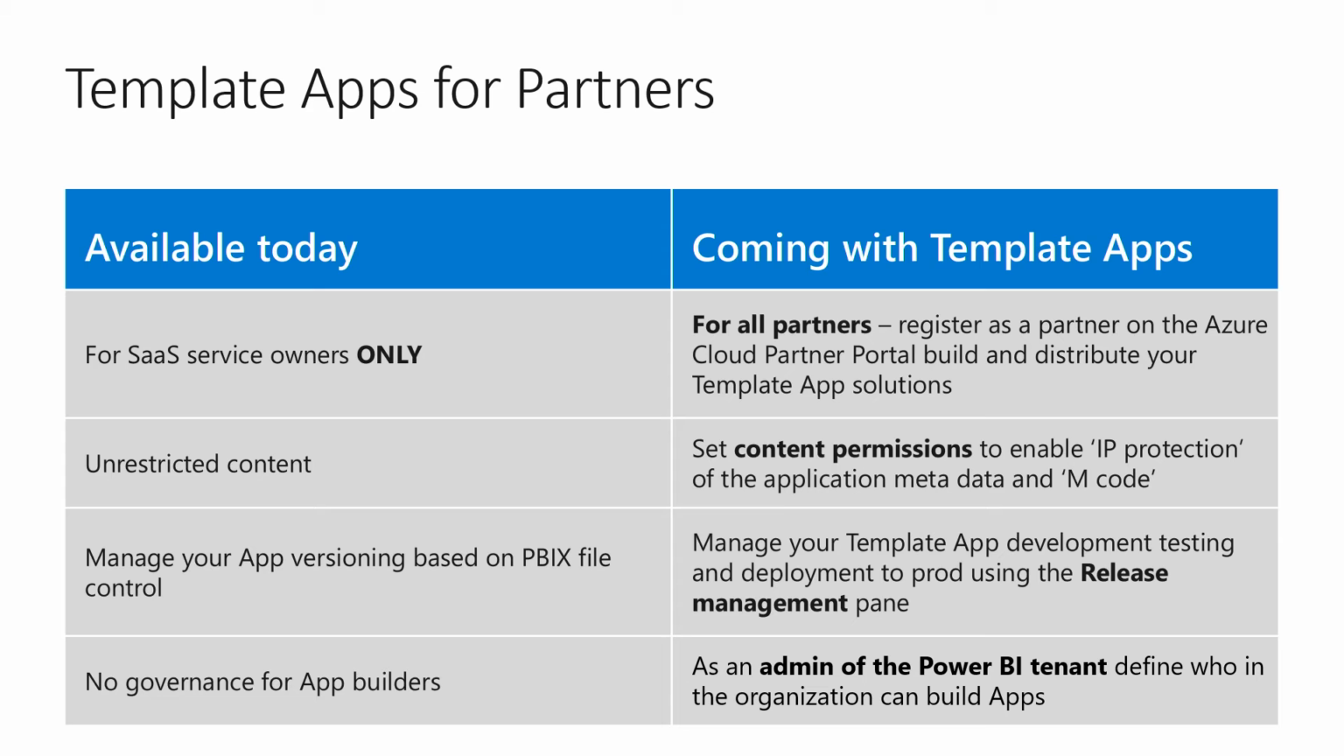For what's available now before template apps, usually you would have to be an owner of a SaaS service to publish what was previously called a content pack. You had unrestricted content, which means whoever installed the content had access to it. They are now the owners. You didn't have any protection over your IP. You had to manage your versioning via only the PBIX files you used, and obviously no governance for administrators.